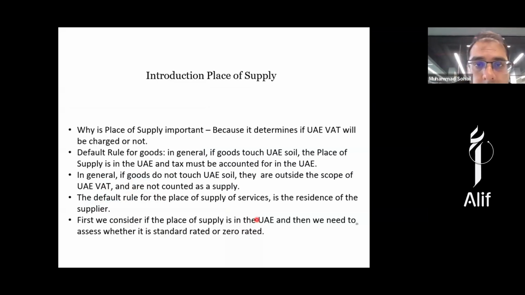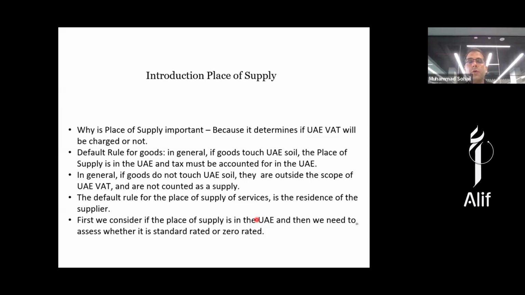Place of supply. This is a very important concept because if the place of supply, or the location of the supply, is the UAE, that means that UAE VAT will be applicable. If the place of supply is outside of the UAE, then there is no UAE VAT implication and the supply is considered out of scope.